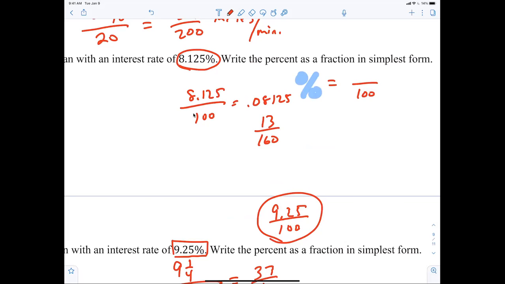0.08125. You see that? All right, just stop talking. All right, so do you agree now it was 13 over 160?